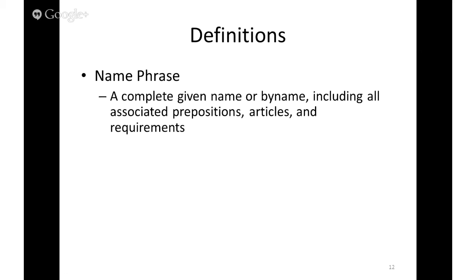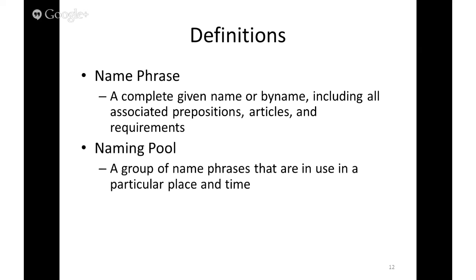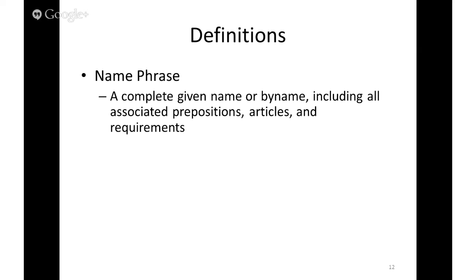All right, a name phrase. A name phrase, this is a part of the SCA rules terminology, is a complete given name or a complete byname, including all the associated prepositions, articles, and other requirements. So, for example, we had John of London. That's made up of two name phrases. There's John, which is the complete given name, and there's of London, which is the complete byname.